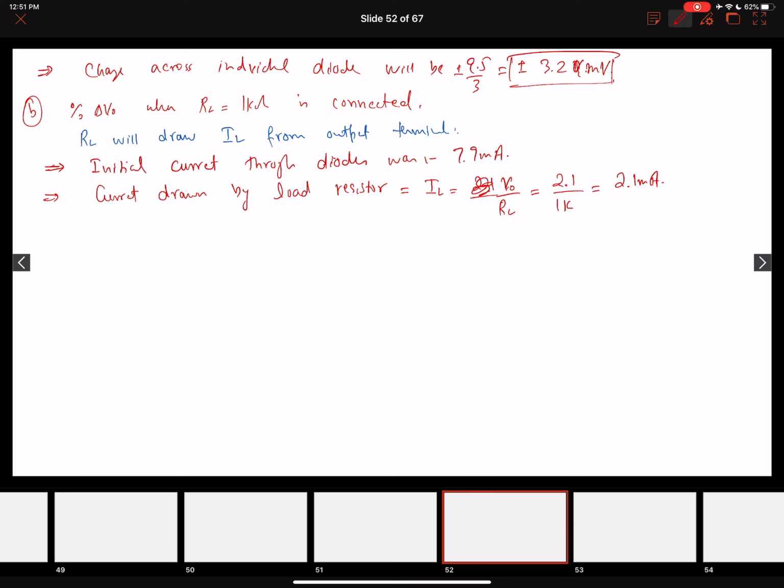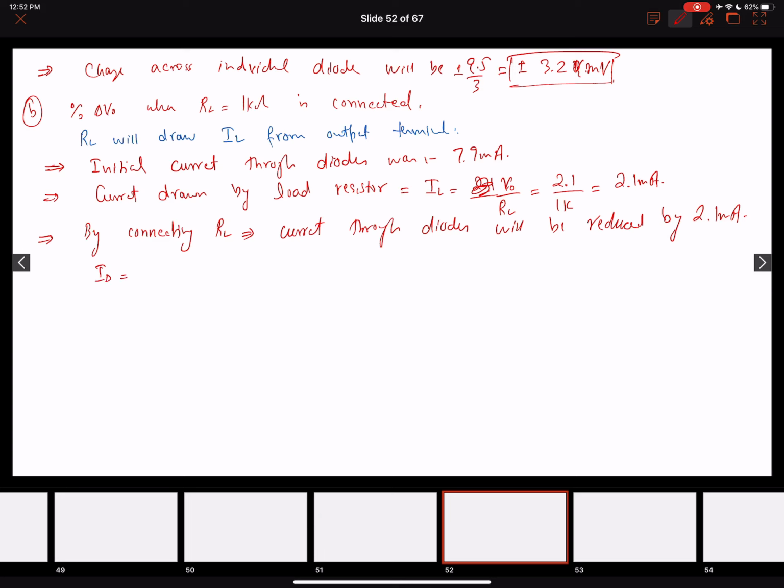So initially the current that was flowing through the resistor and the diodes was 7.9 milliamperes. Now, out of that, once we connect the load resistance, 2.1 milliamperes is going to flow through the load resistance. So by connecting RL, the current through the diodes will be reduced by 2.1 milliamperes. There is going to be a reduction of 2.1 milliamperes.